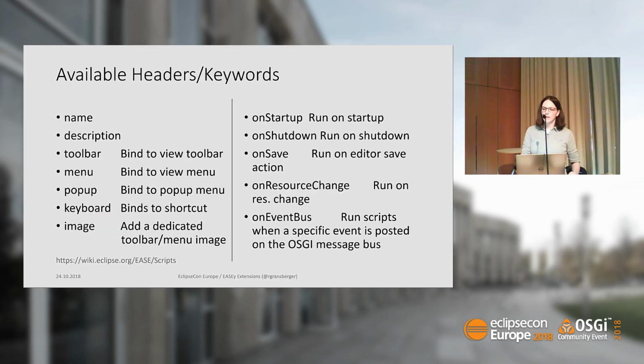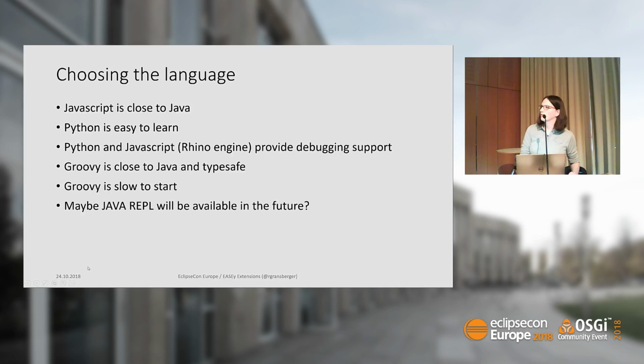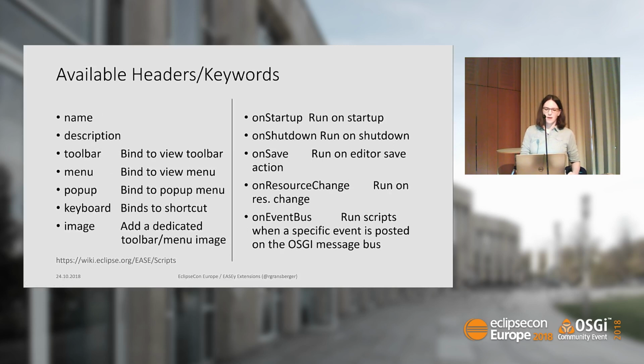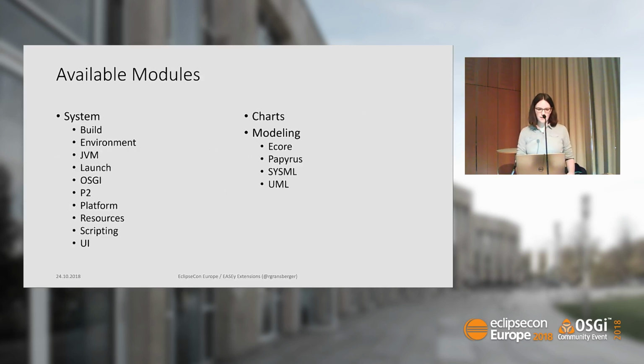There are more available headers. Those on the left-hand side are all the headers which are available for the integration with the UI. And on the right-hand side, we have some integration with events. So for example, I can execute a script on startup or on shutdown of the application. I can have a script running on save of an editor or resource change from the outside, or I can react to events on the OSGI event bus, which is quite nice integration as well, which is again shown in one of Christian's talks.